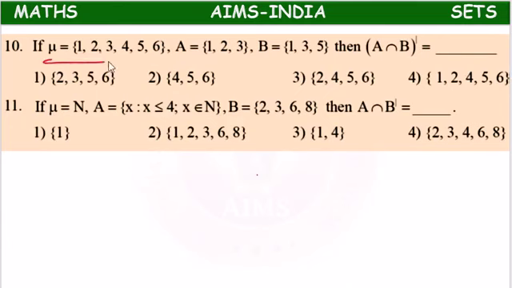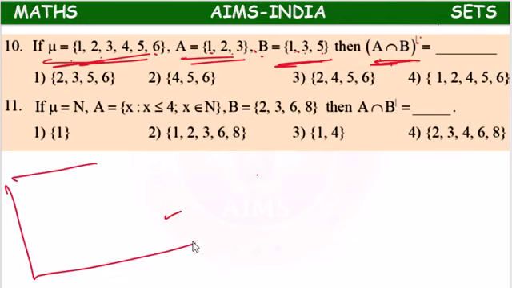Next, if mu equal to {1, 2, 3, 4, 5, 6}, A equal to {1, 2, 3}, B equal to {1, 3, 5}, then (A intersection B) complement. A intersection B complement means elements which are not in A intersection B, but they are in the universal set.